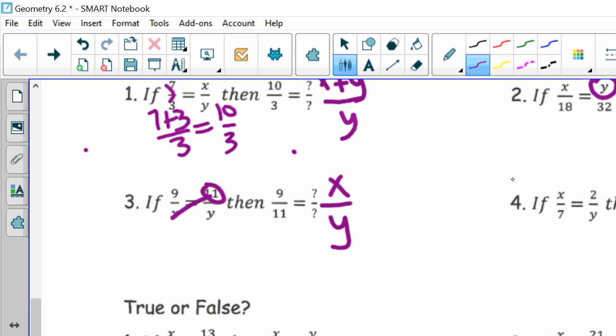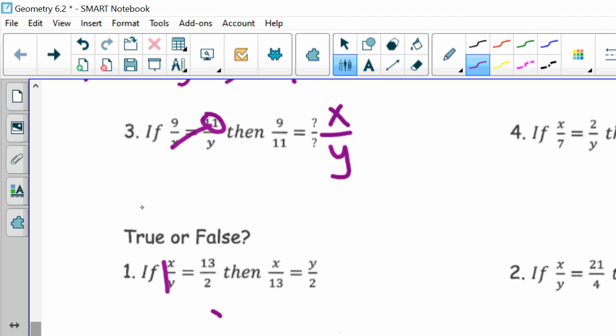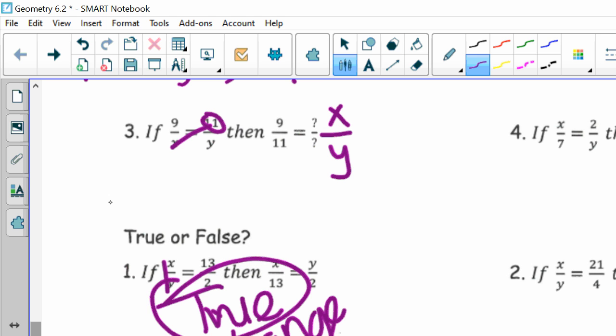All right, so now using those same four properties, we are going to determine if the statement that they give to me is true or false. So number 1, if x over y equals 13 over 2, then x over 13 equals y over 2. Well, what did they do to get here? They changed places with the y and the 13. That's all that they did. Those are the means. So this is true because that is one of our properties. What they did was interchange the means. So that's true. You don't have to identify which property it is. I'm just doing that for your benefit. So that one is true.